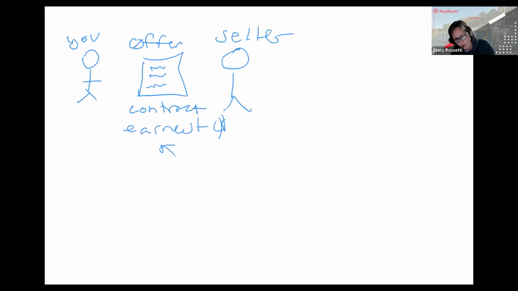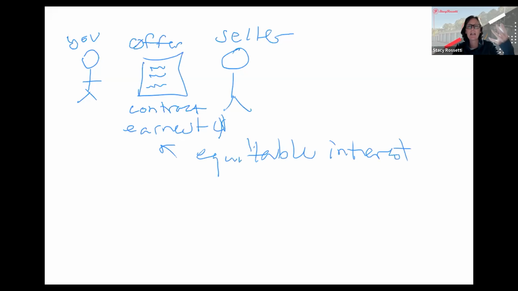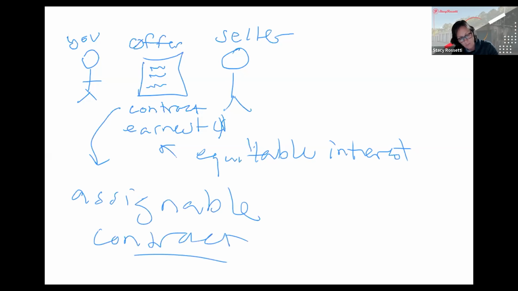That is what's called equitable interest. You cannot market anybody's property unless you have equitable interest in that property. By paying the earnest money, you now have equitable interest, and then you can market that property. You also want to make sure that your contract is an assignable contract. In wholesaling, these are the two most important things: you have equitable interest in the deal by paying the earnest money, and you have an assignable contract, which allows you to sell that contract to somebody else.